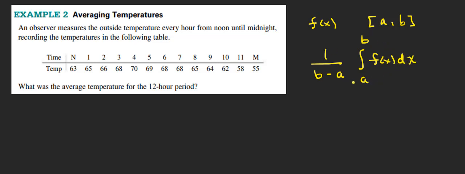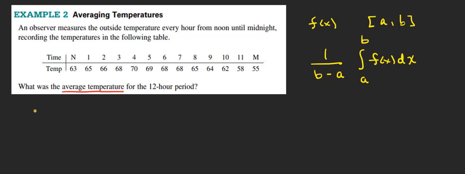So we need this information in order to solve example 2 here. Example 2 says an observer measures the outside temperature every hour from noon until midnight, recording the temperatures in the following table. We need to find the average temperature for the 12-hour period. Remember, in order to find the average value of f of x, you take the integral of f of x from a to b and then multiply by 1 over b minus a. So here we're finding the average temperature.